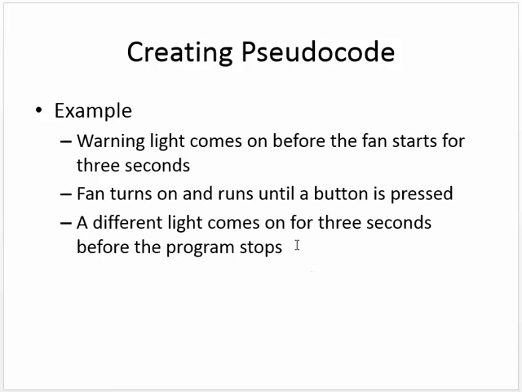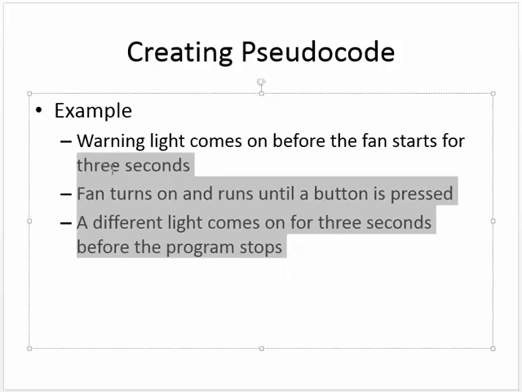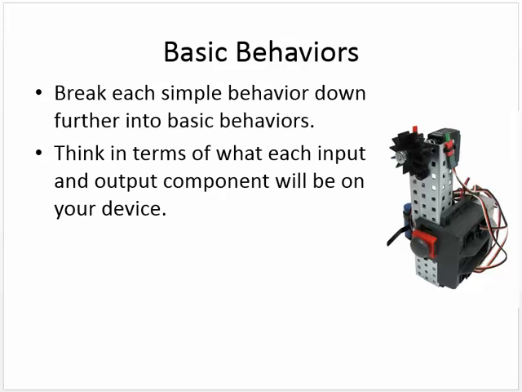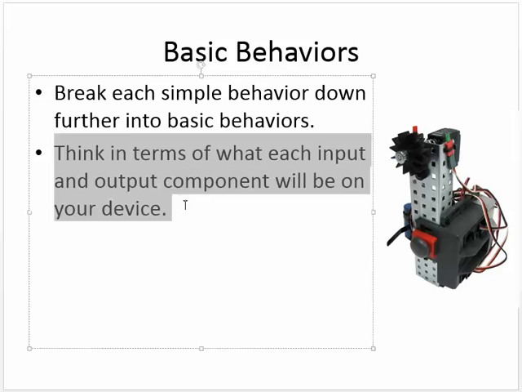A different light comes on for 3 seconds before the program stops. So what we've got here is three simple behaviors. When you put this all together, it would be a complex behavior. Okay, when you think of your basic behaviors, think of what your input devices and your output devices have to do. Alright? It helps you if you can think in terms of each input and output component on your device.